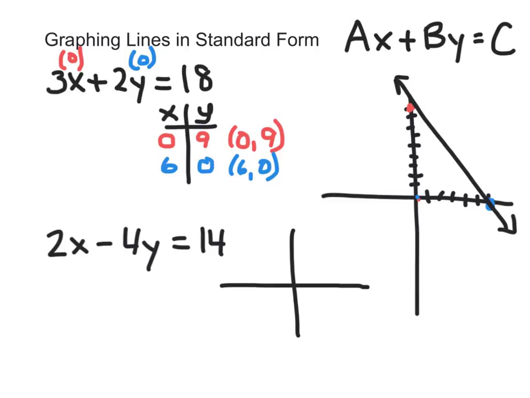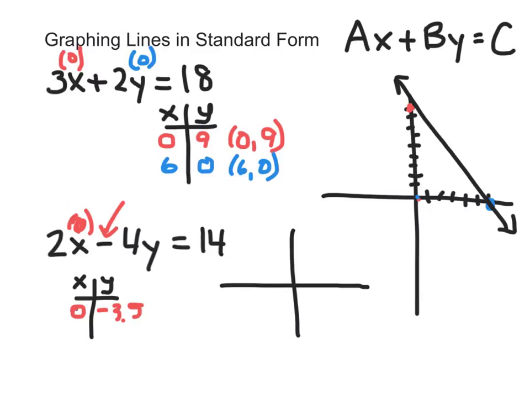Okay, we'll do the second one now, again using the x and y intercepts. We'll put a 0 in for x, and we will solve for y to find our y-intercept. We plug a 0 in, we have 2 times 0, which is 0, and now we have negative 4y. This is super important, don't forget that negative that is there. So we have negative 4y equals 14. When I divide both sides by negative 4, I'm going to get negative 3.5.